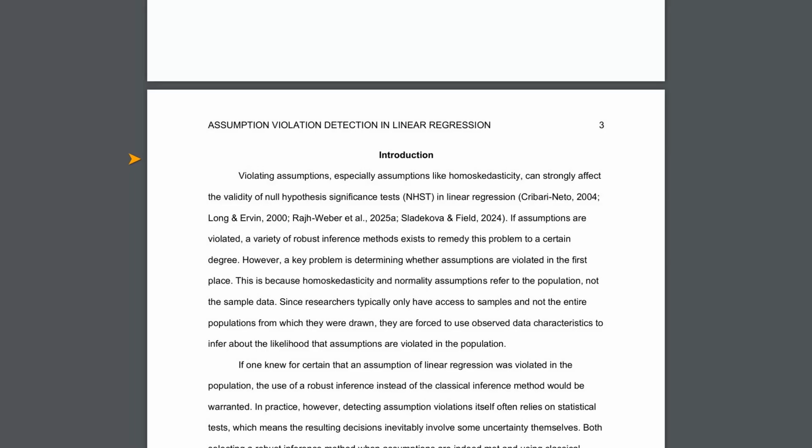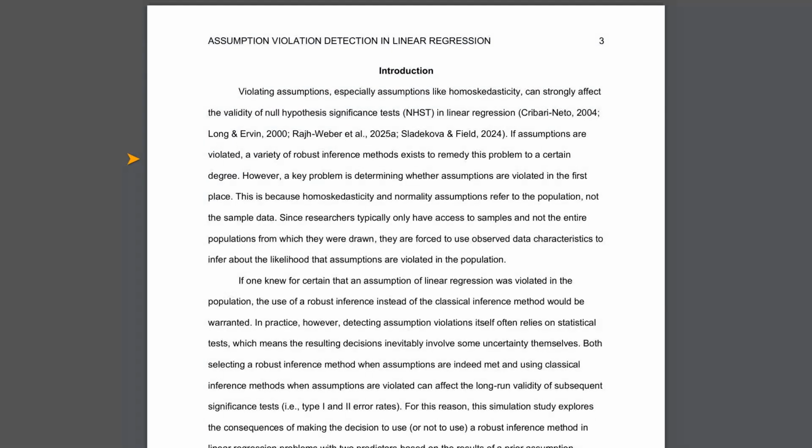So, how did they test this? They ran a big simulation study. Think of it like creating a bunch of fake datasets in a computer. They created datasets with different sample sizes, from small ones with only 25 data points to larger ones with 500. They also deliberately played with the data to break the assumptions. They created errors that were normally distributed, and errors that were symmetric but had heavier tails than normal, and errors that were both skewed and had heavy tails.